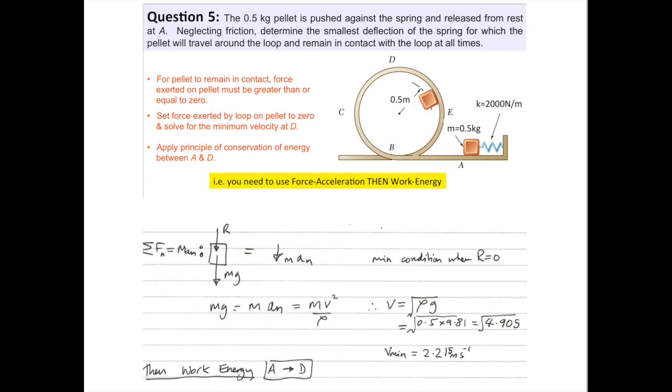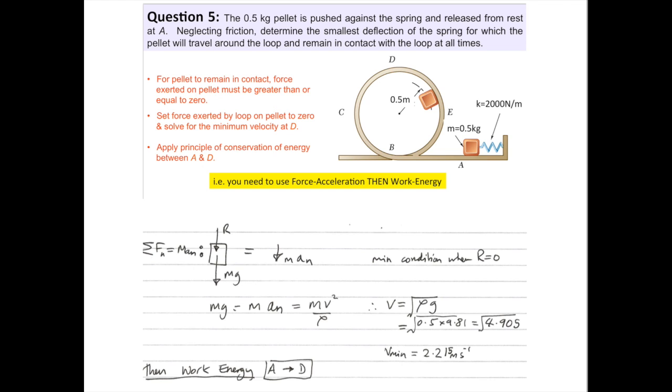Okay, in this question we have a pellet pushed up against the spring and then released, goes around the loop, stays on the track. You're asked to neglect friction to start with, and to work out the smallest deflection of the spring for which the mass has enough speed to go all the way to the top of the loop without falling off.